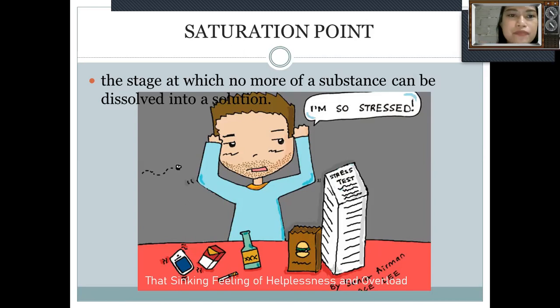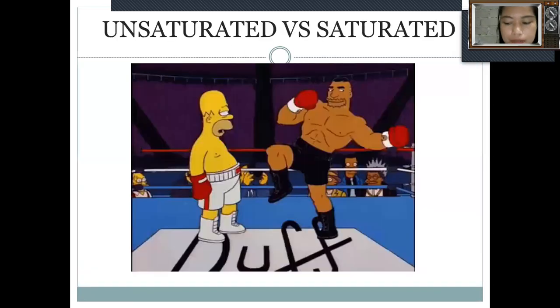So we're going back to the lesson, saturation point. Remember that when you see the excess sugar at the bottom of the water and it cannot be dissolved anymore, that is the point that it reaches its saturation already. So let's proceed.